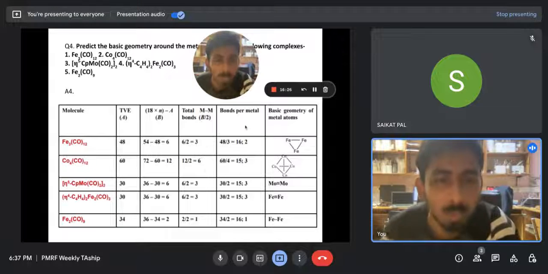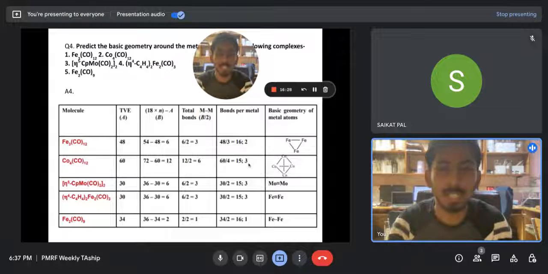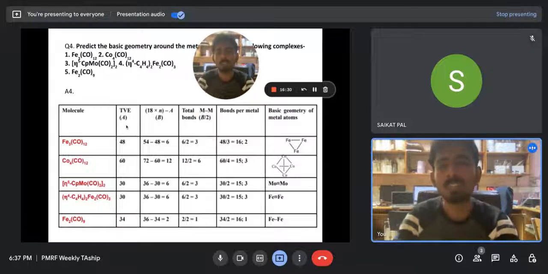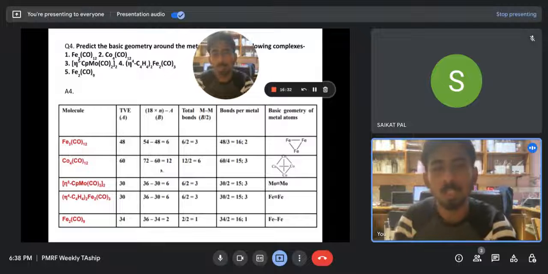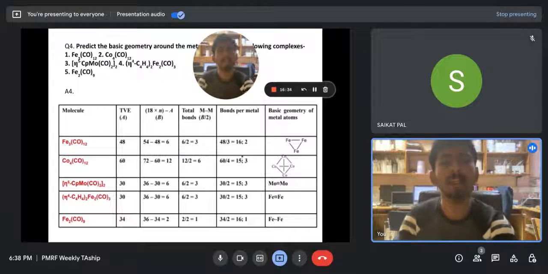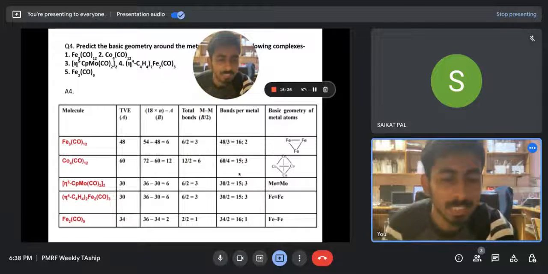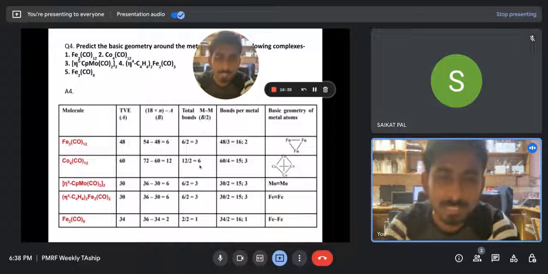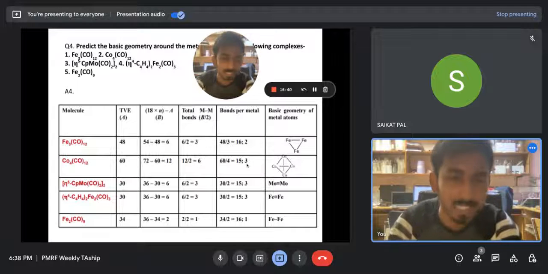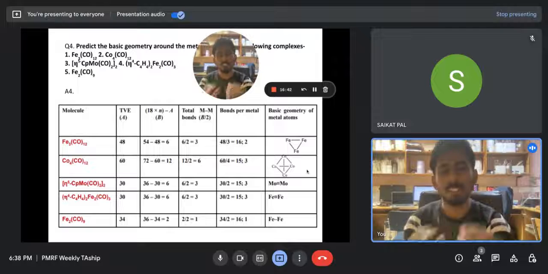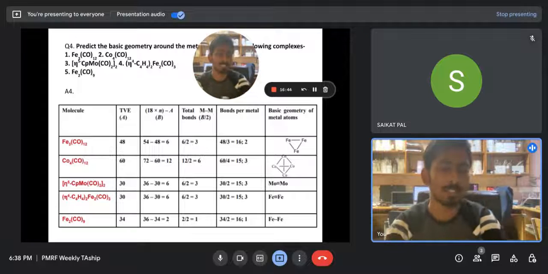And we also have to calculate bonds per metal. So A is 60; divide 60 by n, which is 4, so it is 15. So 18 minus 15 is 3. Now the total number of metal bonds is 6 and bonds per metal is 3. So now we have to get an idea of how the core actually looks.